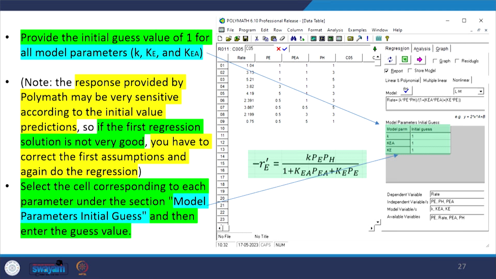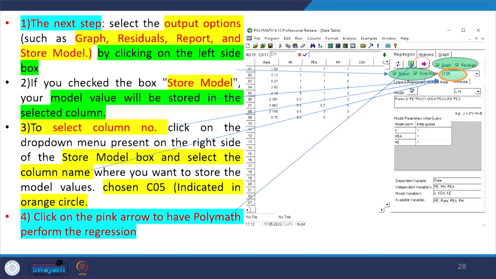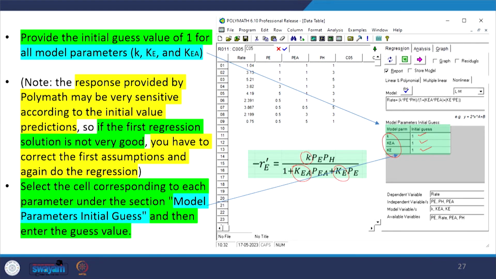For the initial guess values, in these equations you can see small k, KEA and KE. These are the parameters that you have to find out, three different components: K, KEA, KE. So, the initial guess we have to put here. Once we put in the initial guess values, the next step is the output. We have supplied the rate and partial pressure of the individual components, and the rate equations, which are the model equations, and the initial guess of the model parameters that we want to evaluate. For these 3 parameters, we have put in initial guess 1, 1, 1.